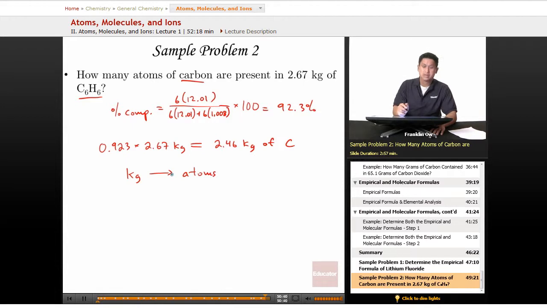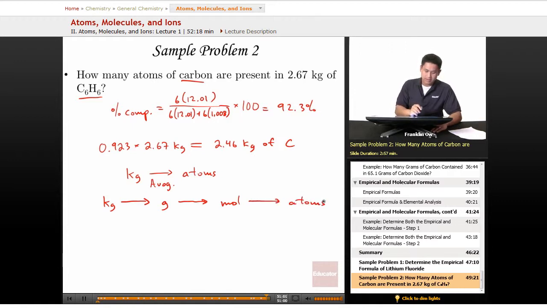Well, remember, anytime you see the word atoms or molecules, it's going to be via an Avogadro number. So our first step is to go from kg just to regular g, and then from g to the central unit, which is moles, and then of course moles on to atoms. And we can go ahead and do this. So we're going to say 2.46 kilograms of carbon times something over something. So g goes on top, kg on the bottom. That's going to be 10 to the third g over 1 kg.